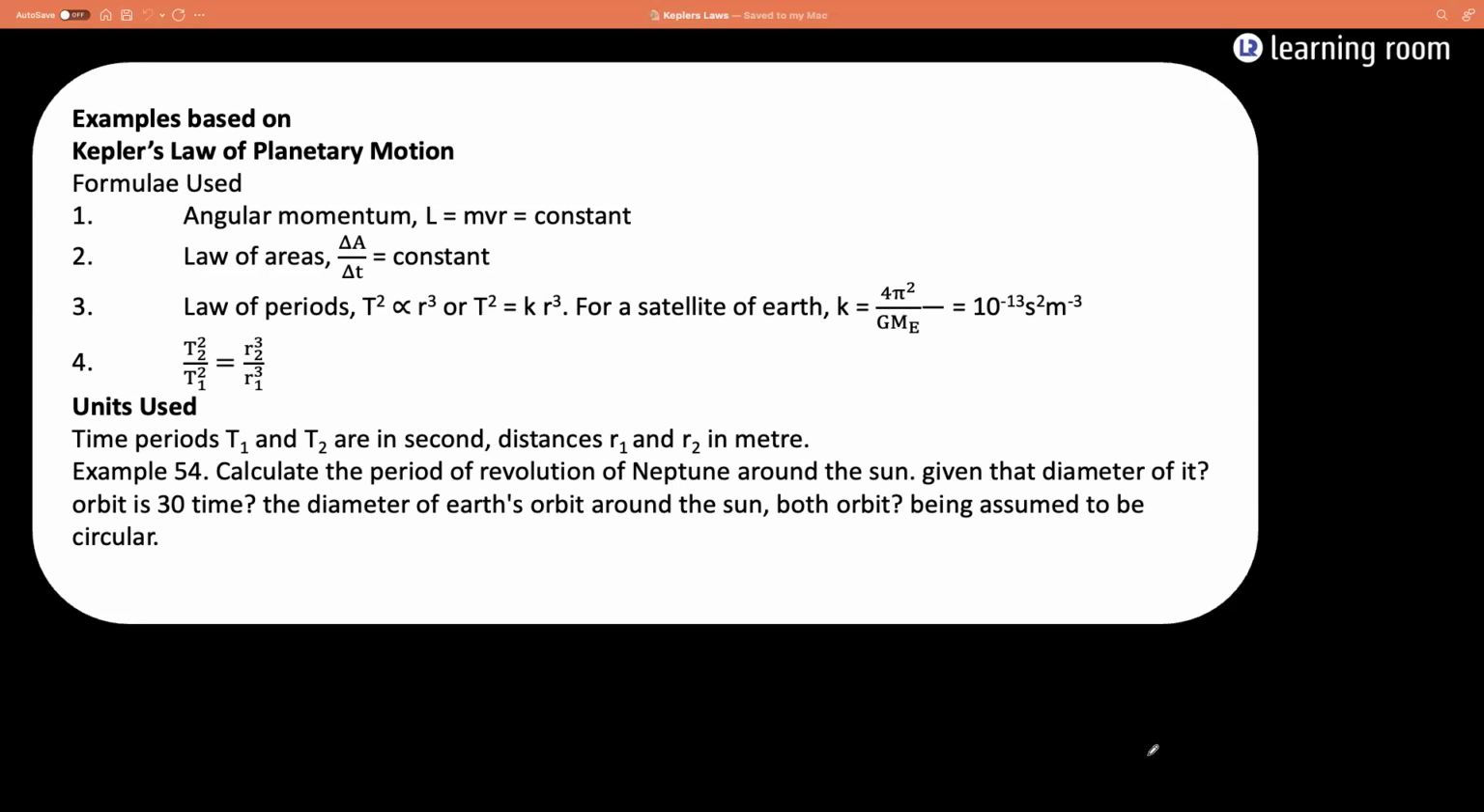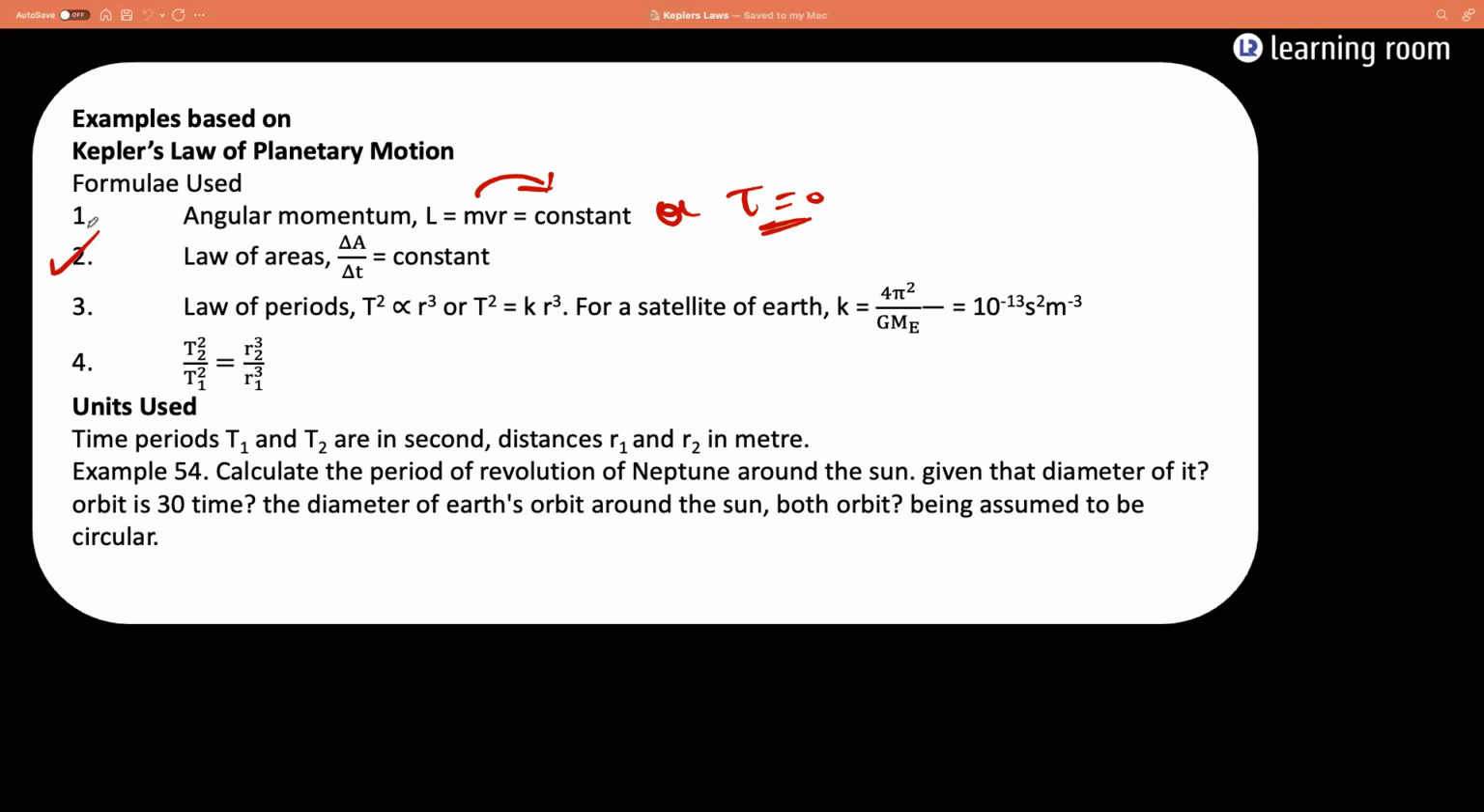So the formulas that we are going to use: one thing, angular momentum, how is it given? It is m into v into r. So whenever you talk about planetary motion, what is constant? Angular momentum is constant, or torque is zero. So this can be an MCQ question. Right? Next is law of areas.